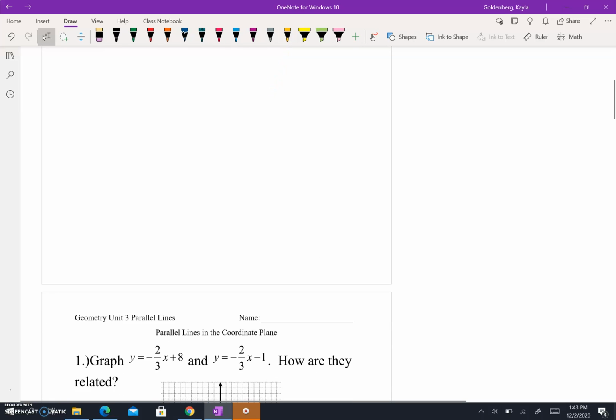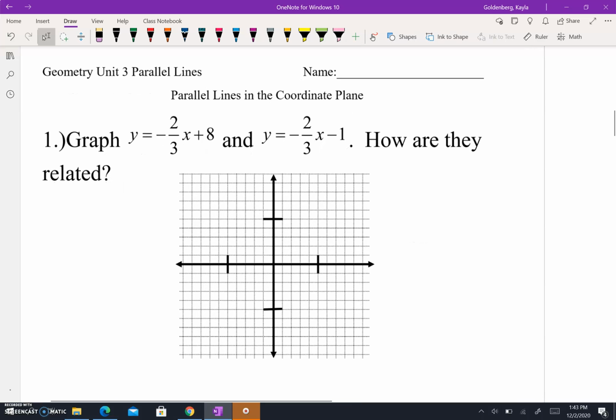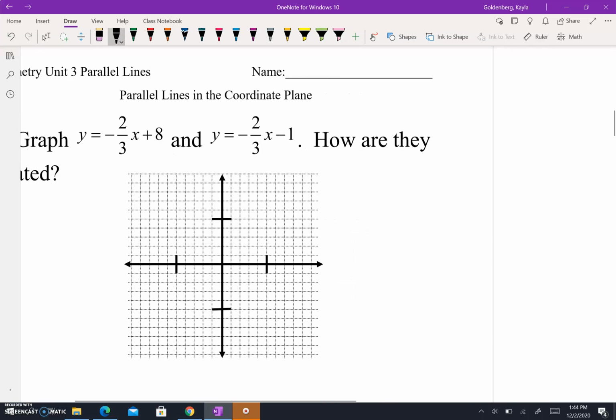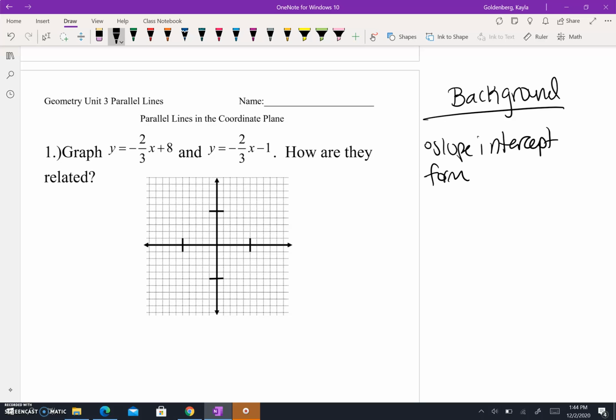So now we're going to look at how to graph parallel lines. So we're going to look at parallel lines in the coordinate plane. We're going to practice seeing how we can spot if lines are parallel based on their equation in slope-intercept form. So one background skill that this video is going to need you to feel good on is slope-intercept form. Right? y equals mx plus b.